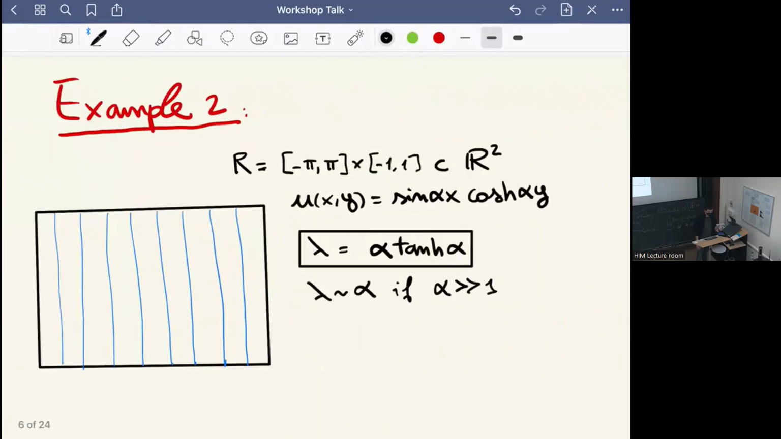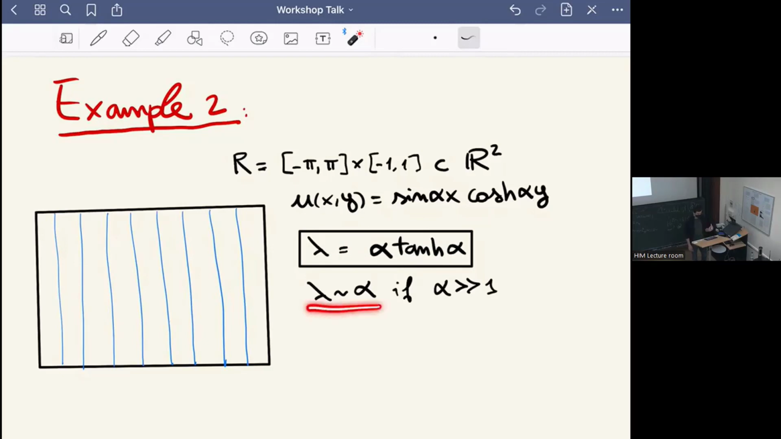Another example, which is slightly less simple, but still very simple, is I take this time a rectangle in R2. I take a number alpha and I build this harmonic function u of xy, which is sine of alpha x hyperbolic cosine of alpha y. You can easily check this is a harmonic function, and you can check that this satisfies the Steklov boundary condition. So the normal derivative is proportional to the function at the boundary, and the proportionality constant lambda, so the eigenvalue is alpha hyperbolic tangent of alpha, where the precise form doesn't matter too much.